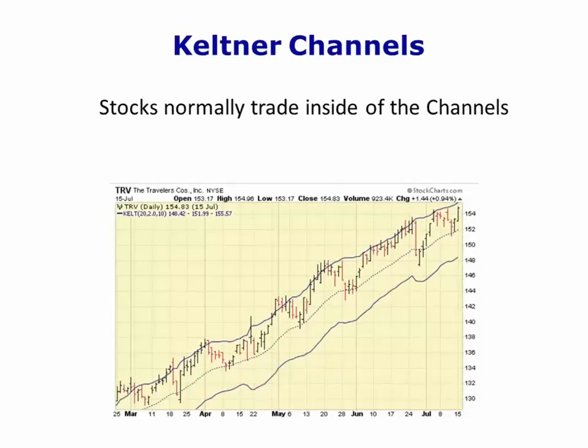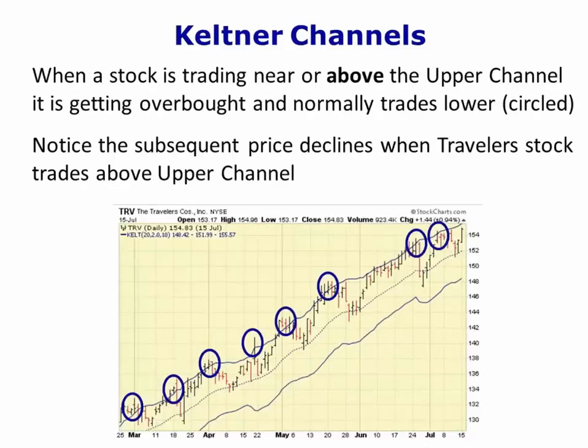Now, stocks normally trade inside of the channels, and you can see with Travelers, it pretty much stays inside of these Keltner channels. Now, when a stock is trading near or above the upper channel, the stock is getting overbought and normally trades lower. So we can see the stock traded above the channel, retraced, above the channel, retraced, above the channel, retraced, above the channel, retraced. So there's a pattern there.